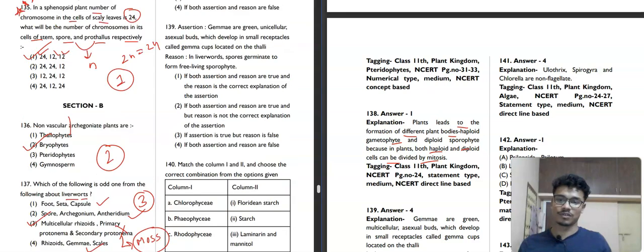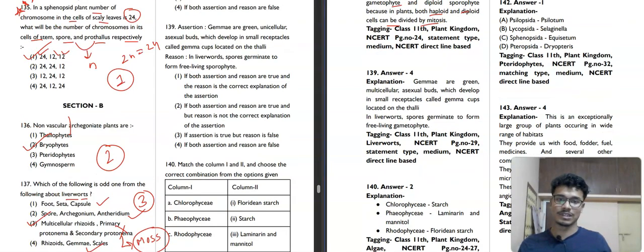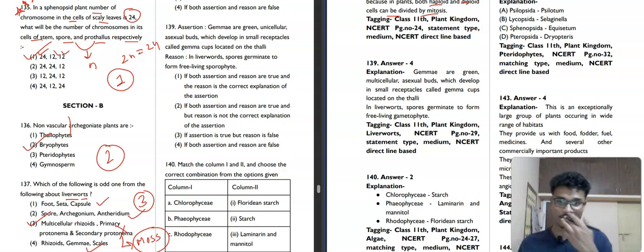Now we'll move towards question number 139. You can see so many assertion reason questions in this paper. This is very important. In the plant kingdom, you can expect assertion reason questions. In genetics, you can expect assertion reason questions. In human reproduction, you can expect assertion reason questions. Then there are a lot of chapters, human physiology or plant physiology, where you can get assertion reason questions from anywhere. You need to be prepared.